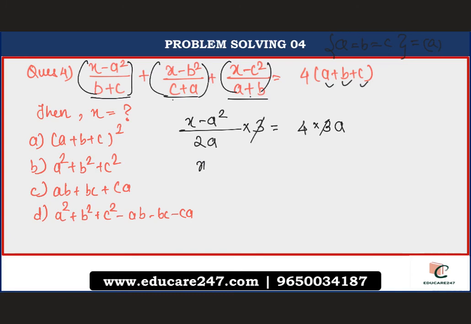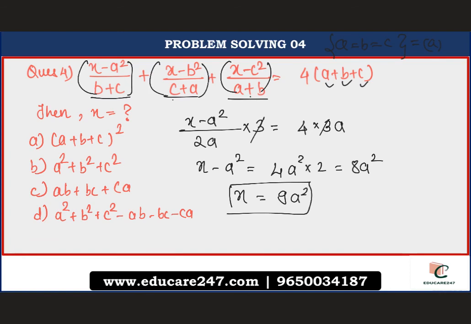And what do you have? x minus a square is equal to 4a square. Sorry, this will be 4a square into 2. So this will be 8a square, right? So x is equal to 9a square in short, right? You have got the value of x.